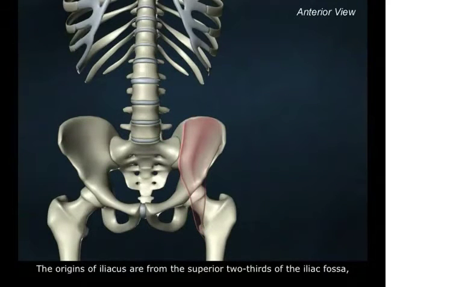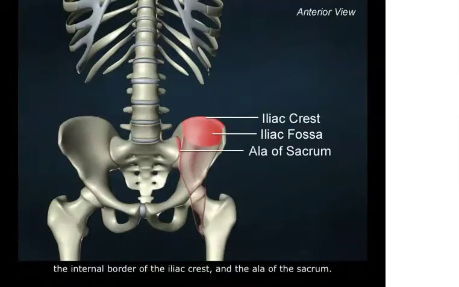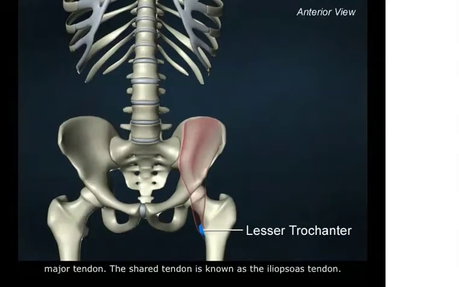The origins of iliacus are from the superior 2/3 of the iliac fossa, the internal border of the iliac crest, and the ala of the sacrum. The fibers converge to insert onto the lesser trochanter with the psoas major tendon. The shared tendon is known as the iliopsoas tendon.